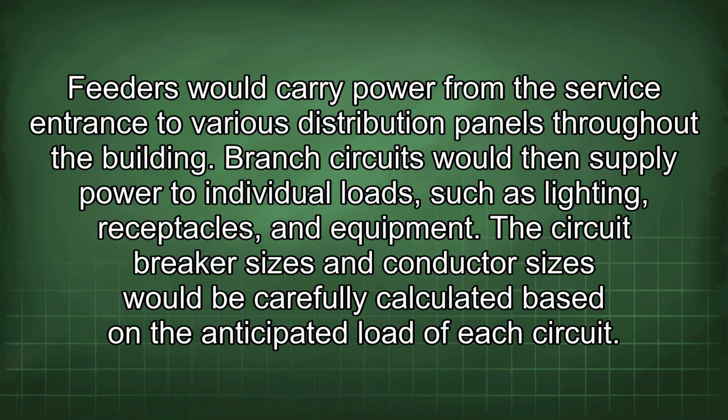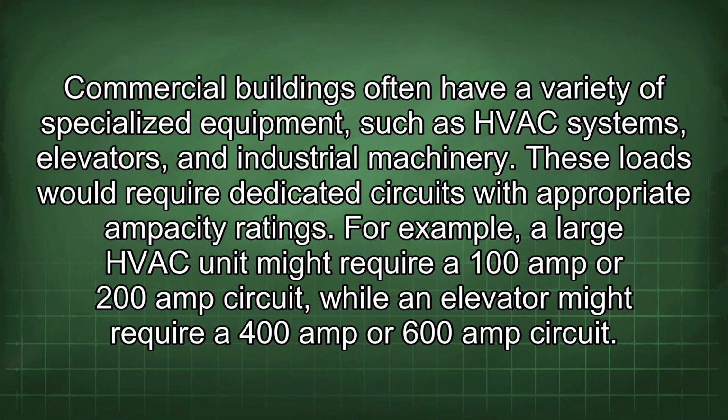Branch circuits would then supply power to individual loads, such as lighting, receptacles, and equipment. The circuit breaker sizes and conductor sizes would be carefully calculated based on the anticipated load of each circuit. Commercial buildings often have a variety of specialized equipment, such as HVAC systems, elevators, and industrial machinery. These loads would require dedicated circuits with appropriate ampacity ratings. For example, a large HVAC unit might require a 100 amp or 200 amp circuit, while an elevator might require a 400 amp or 600 amp circuit.